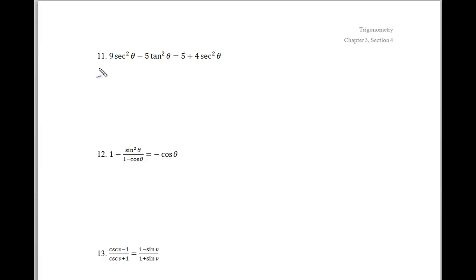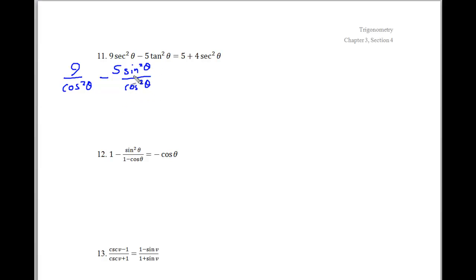One of our tactics is that if we're kind of stuck, you may want to try to turn this into sine and cosine. So I will do that by turning the 9 secant squared theta into 9 over cosine squared theta, because the cosine and secant are reciprocal functions. Also, I'm going to go with this minus 5 tangent squared theta. Let's make that sine squared theta over cosine squared theta.